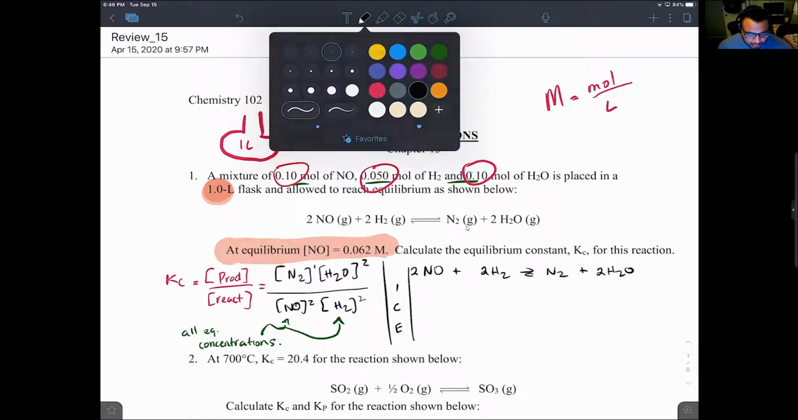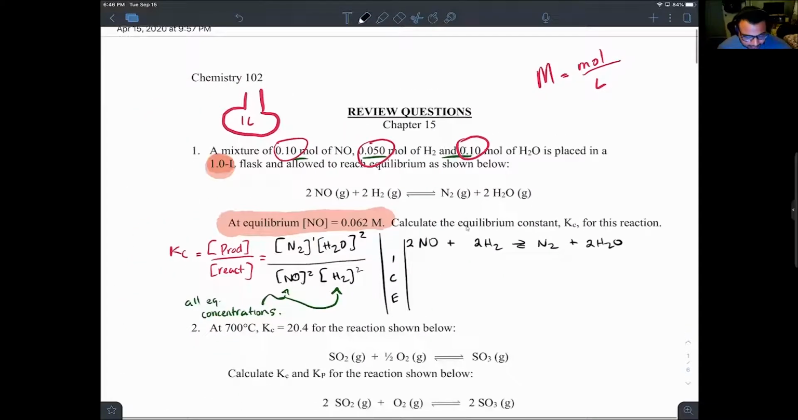All right, so what are my initial conditions? Well, I have 0.1 molar of NO, 0.1 molar of H2, and 0.05 molar of H2O. I apologize, I kind of screwed that up. I have 0.05 molar of H2, sorry, that goes here. I have no N2 to begin with, so 0 to start with.